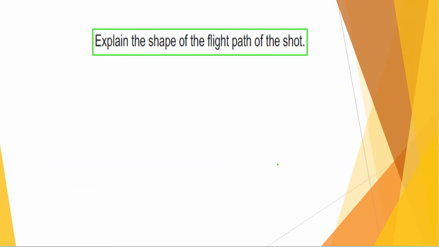Okay, explain the shape of the flight path of the shot put. Again, we've got this word explain. So to simply state here that the shot put is going to follow a parabolic flight path isn't going to be enough to get the marks for this explain question, which is 3. It might allow you to pick up 1 but not 3. So explain that parabolic shape. What causes the parabolic shape of the flight path for a shot put?